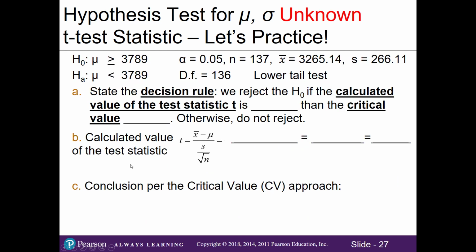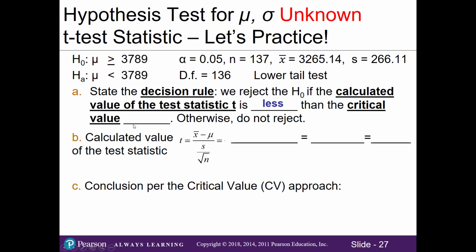So let's now go ahead and do our steps. In part A, we come up with the decision rule. We will reject the null if our calculated value of the test statistic t, that's over here, is blank than the critical value blank. Otherwise, we do not reject. So to know which direction for our decision, just look at the alternative hypothesis. Because it says less than, this is also going to be less than.